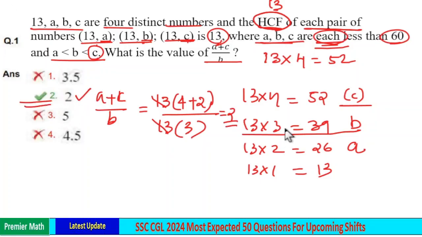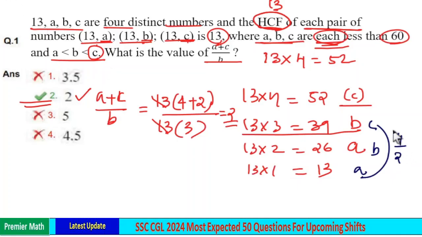Now even if you take these three, that is, consider this as C and this one as B and this one as A, then A plus C is 3 plus 1, which is 4, divided by B, which is 2. 13 will cancel. So 4 by 2 is 2.